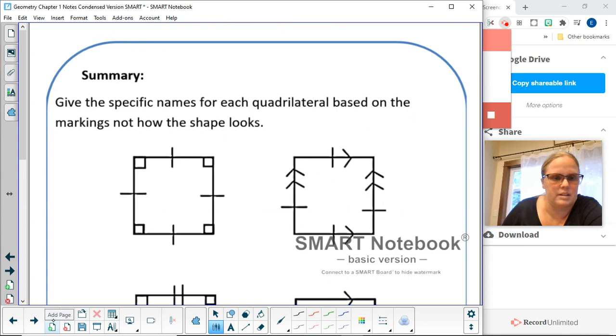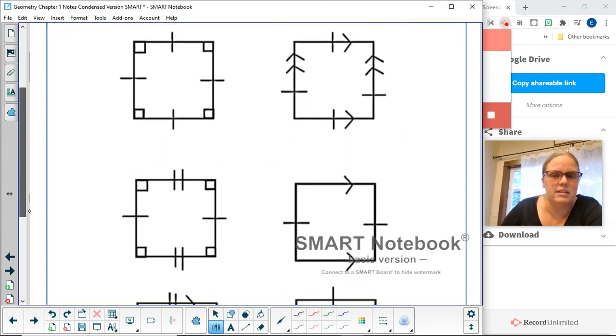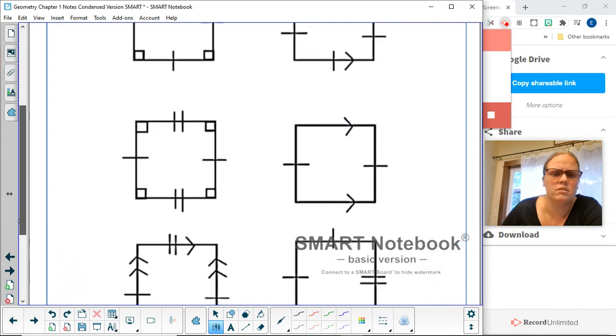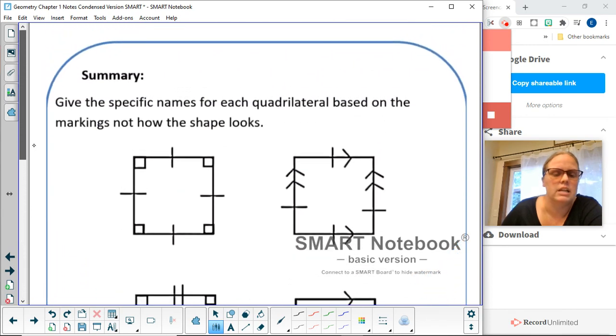All right, on the back is our summary. Now, we're going to cover this tomorrow, but remember, it's not based on looks, because all of those look like squares to me. It's going to be based on the markings. So tomorrow we will refresh our mind at what markings determine what quadrilateral we have.